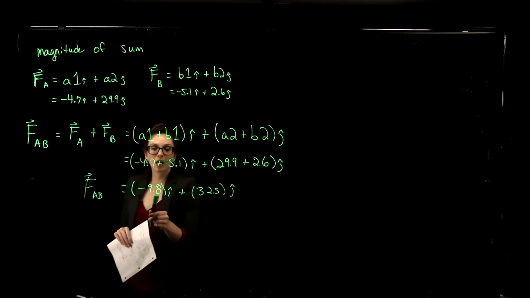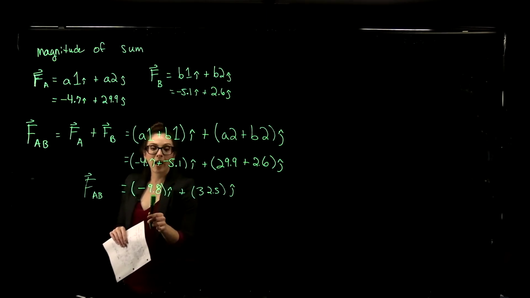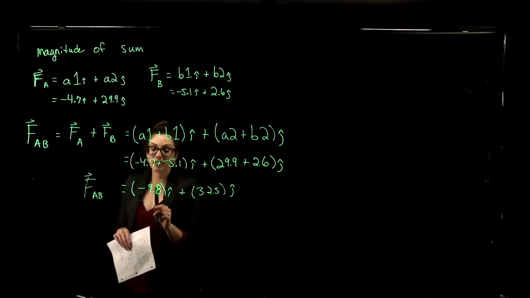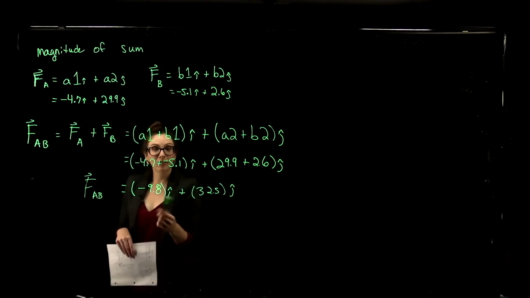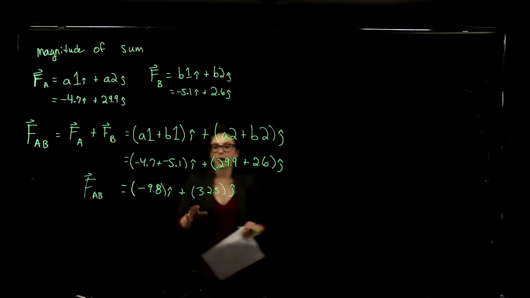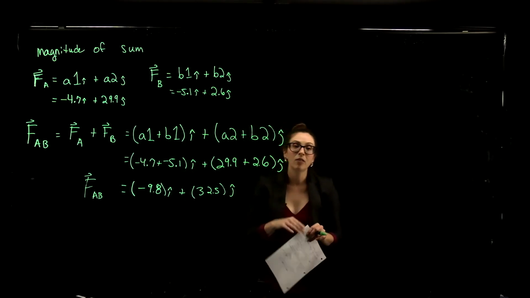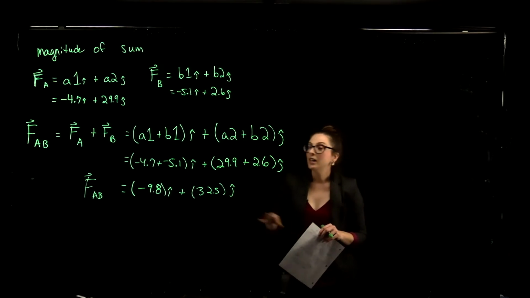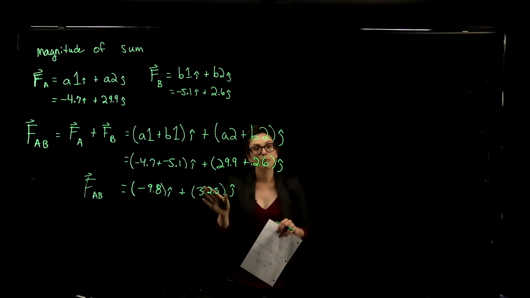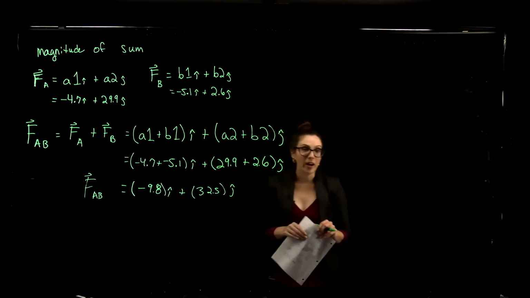So that means the X component of this sum is in the negative X direction with a length of 9.8, and the Y component of this summed vector is positive 32.5 in the Y direction.